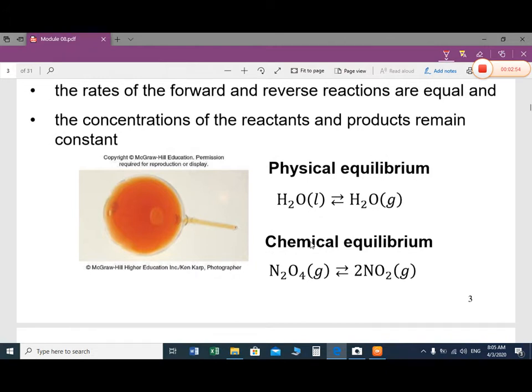Take another example, a chemical equation. Dinitrogen tetroxide is a colorless gas. When you keep it in the system, it will slowly change into 2 moles of nitrogen dioxide. This gas is reddish brown in color. You can see this color here in the system. After some time equilibrium will be attained. Then the rate of forward reaction will be equal to the rate of reverse reaction, and that is called the equilibrium state. You will see only the reddish brown color because dinitrogen tetroxide is a colorless gas. So this is one example.